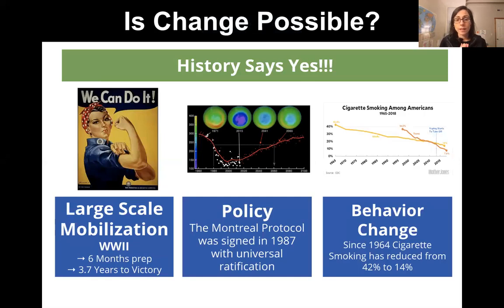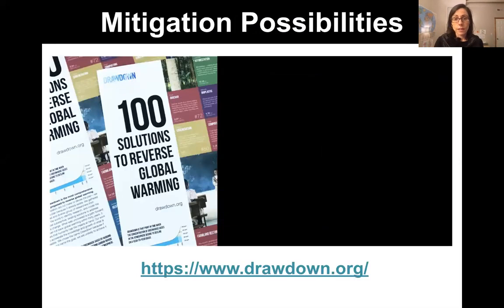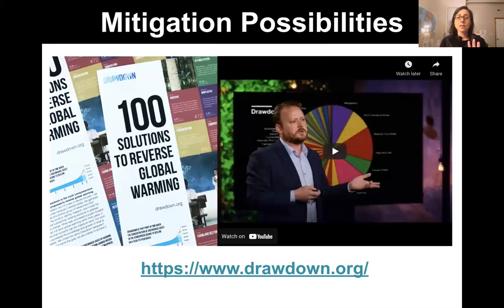Also, other policy that has been successful in the global world, with the Montreal Protocol being signed in 1987, having universal ratification, and something like behavior change around anti-smoking. So helping our students understand that change is possible at the policy level, the cultural level, at the behavior change and mass mobilization level. And then connecting that to something like a tool like Drawdown, where they're actually going to look at all the different possible solutions to climate change.